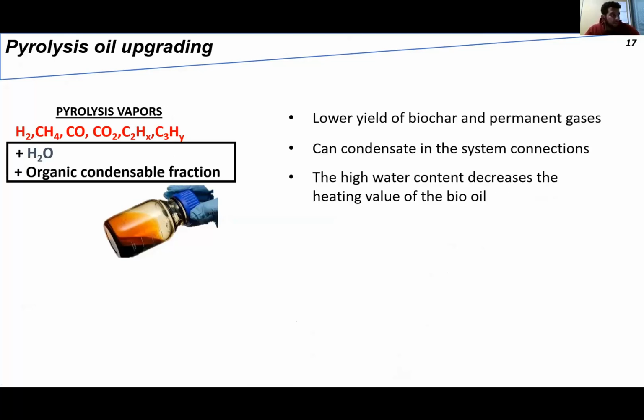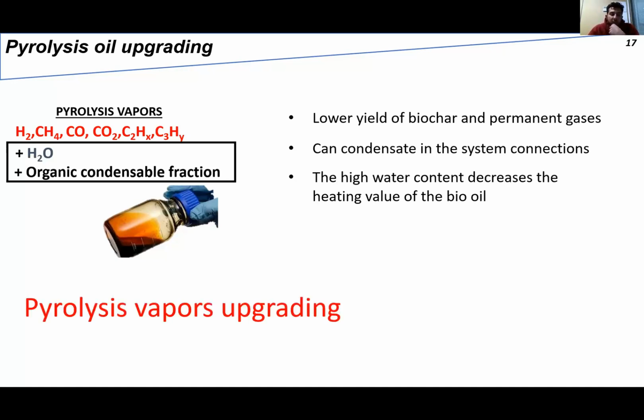But in general, they lower the yield of biochar and of the permanent gases. They can condense inside the system, causing clogs and system breakdowns. And the high water content, around 75% for slow pyrolysis, can decrease the heating value of the bio-oil.